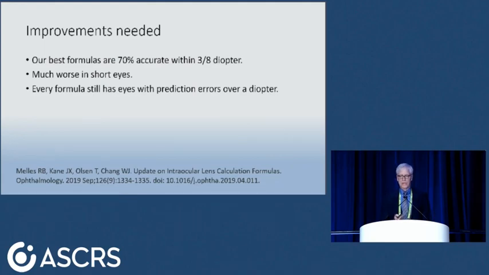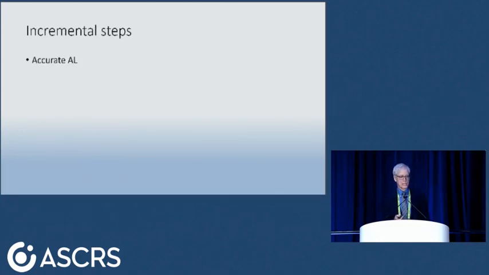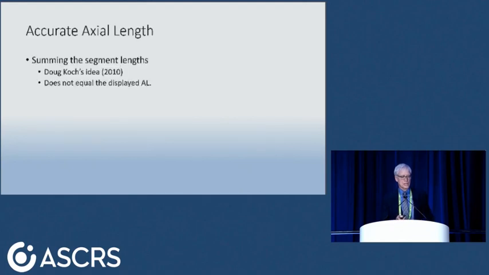Formulas still have problems. Every formula in most big data sets still have more than one eye that's off by more than a diopter. And I believe that the improvements will come incrementally. So we're going to talk about 2 of them today. One is accurate axial length. This idea first came to me by Doug Koch, and it's summing the segments of the axial length.